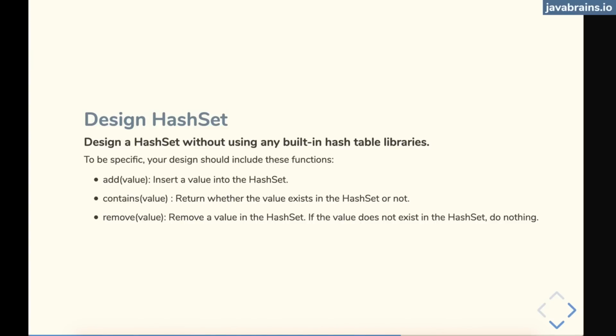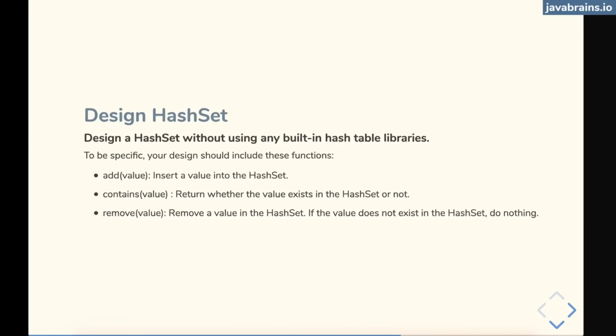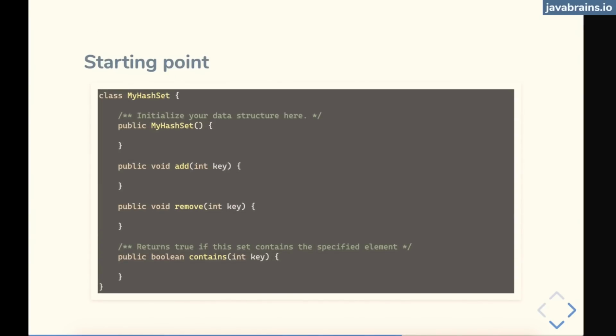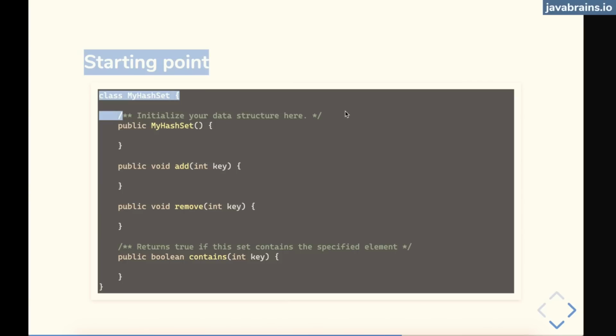So these are the three operations that your hash set needs to perform. Now, how you do them is up to you, but this is what your program needs to work with. Okay, so here is the starting point that's given to you. All right, so here is my hash set class. Okay, I have a constructor where I can initialize my data structure. I need to have my data structure, right?